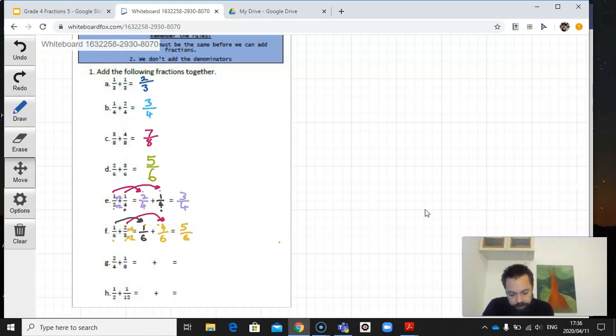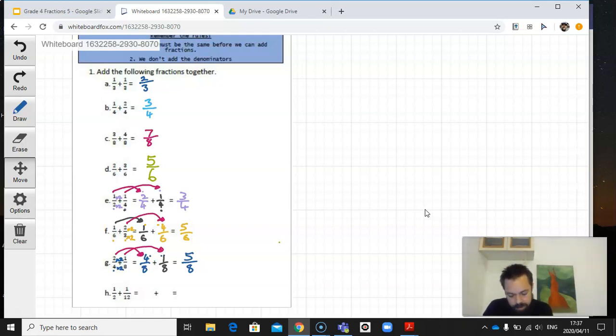In our next one, I notice I can do something to the 4 to make it into 8, because my denominators need to be the same. What I do to the bottom, I do to the top. 2 times 2 is 4. 4 times 2 is 8. In black, because I haven't changed it. There we go. Reminder, the order stays the same. We don't switch them around. Now that we have the denominators being the same, it's easy to add. 4 plus 1 is 5 is our answer.